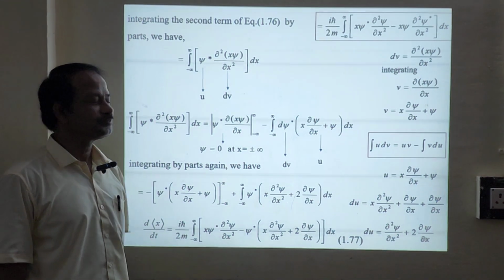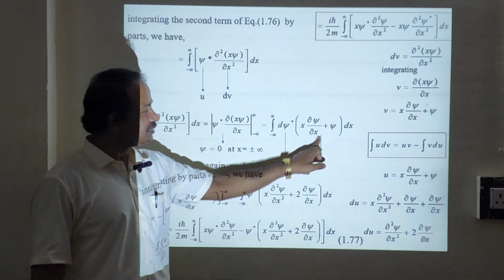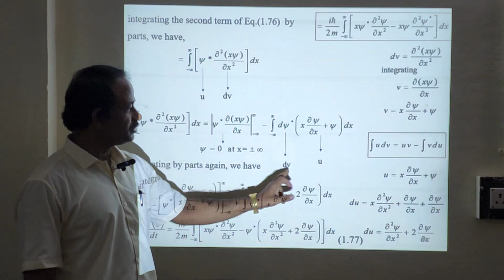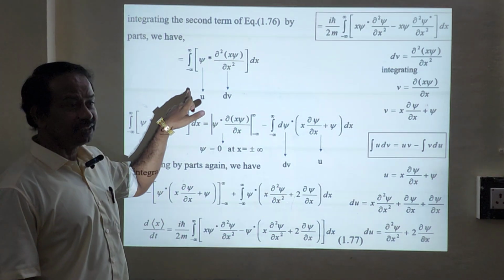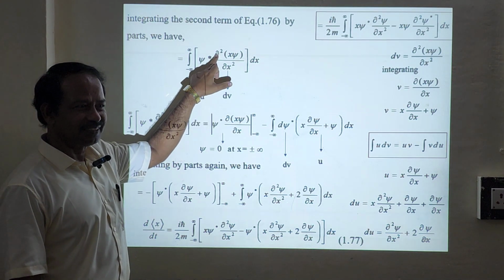You will get the answer. Okay. So now you just keep this as dv, this as u. Okay. This is u, this is dv. Earlier we kept this as u, this as dv. All because of this. Okay, that is the idea.